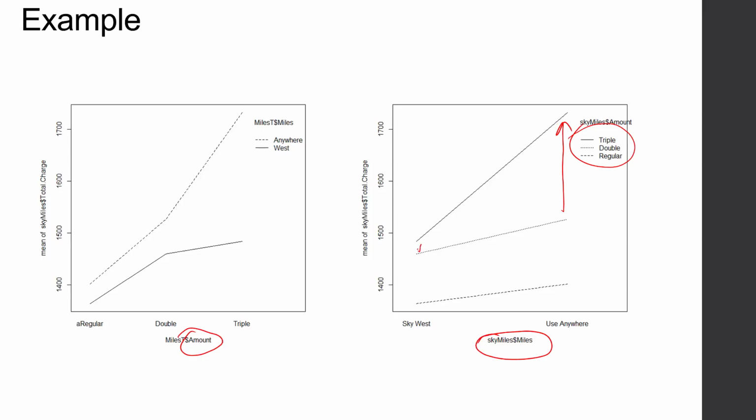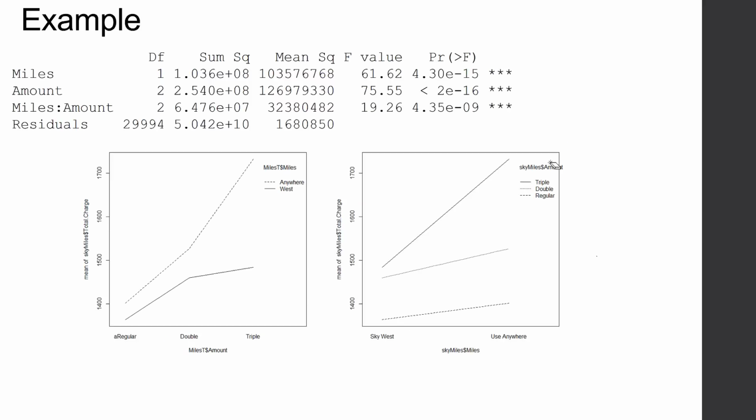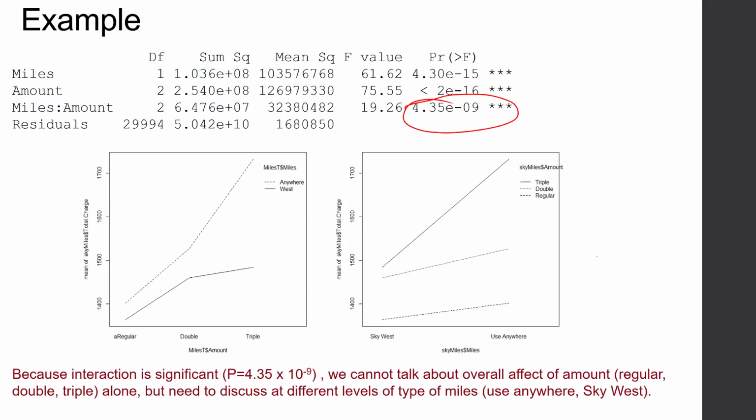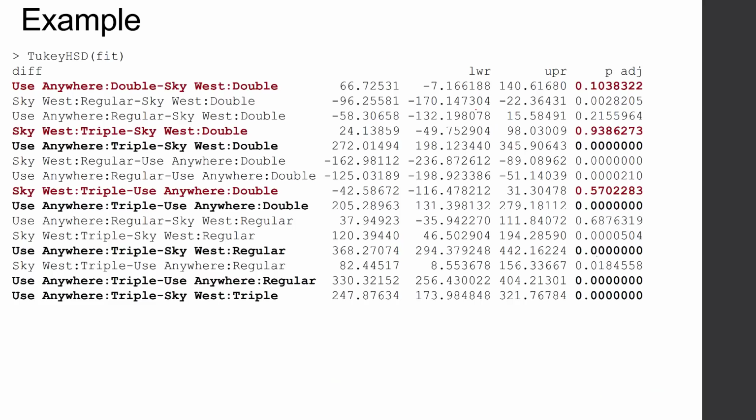The jump from here to here is drastically different from there to there. Okay, and that's confirmed by the teeny tiny p-value in our output. Our interaction is highly significant. It looked like that on the interaction plots, and it was confirmed by our teeny tiny p-value. Because the interaction is significant, we cannot talk about the overall effect of amount, either regular, double, or triple, alone, but we need to discuss this at different levels of types of miles, Use Anywhere and SkyWest.